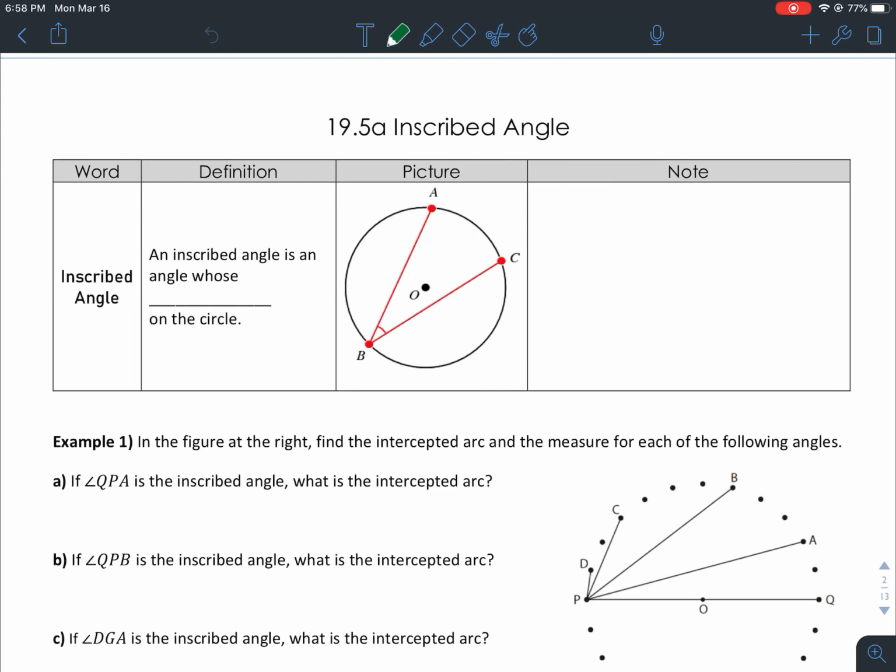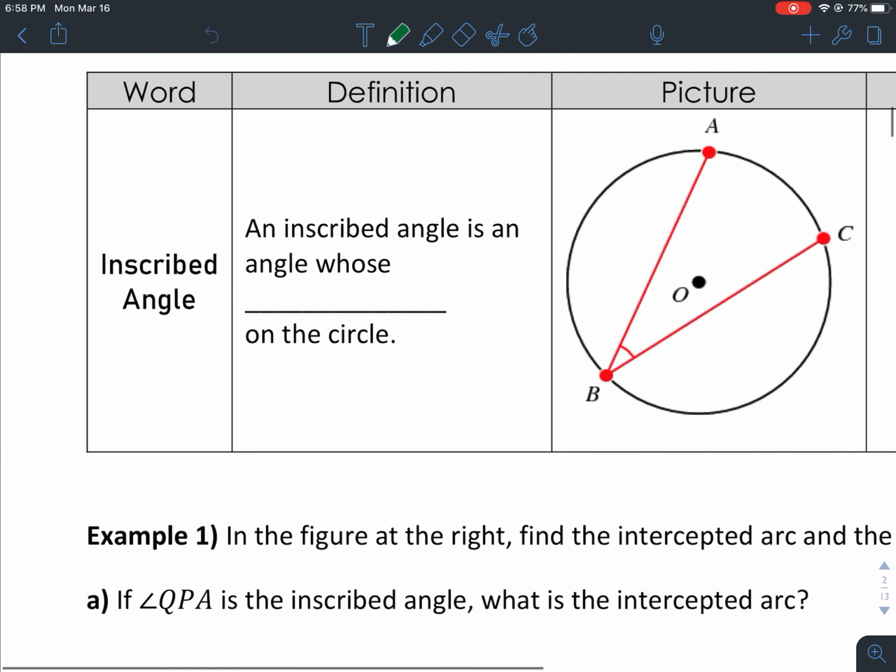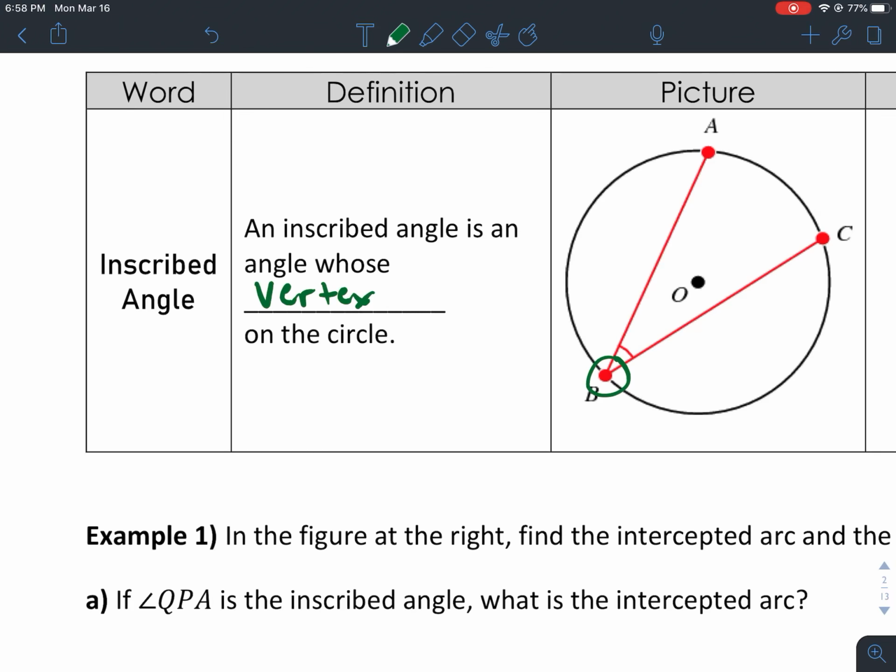All right, first page of notes, we have an introduction to what's called inscribed angles. So an inscribed angle is an angle whose vertex is on the circle. So if you recall, if we're looking at this picture here, the vertex of this angle ABC would be B.